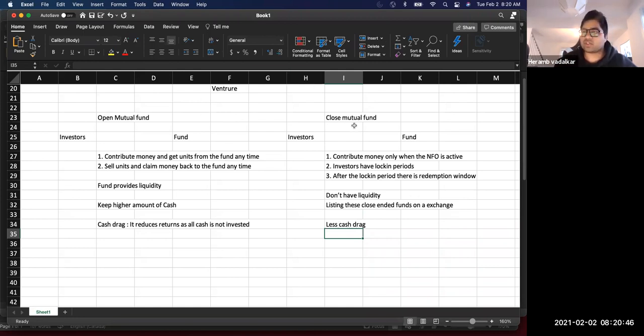Any questions with open-ended or close-ended mutual funds?